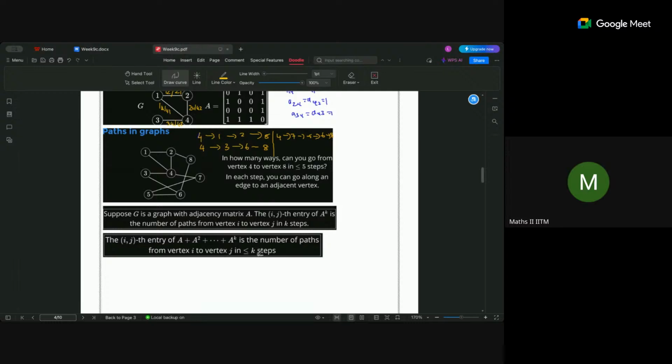Okay, for this, these two results will help us. What are the results? Suppose G is a graph with adjacency matrix A. The ijth entry of A to the power K is the number of paths from vertex I to vertex J in K steps. Okay, so read the statement carefully. I'll give 2 minutes. Just read it. Then we will see an example. What is the ijth entry of A to the power K representing? Number of paths from vertex I to vertex J in K steps.